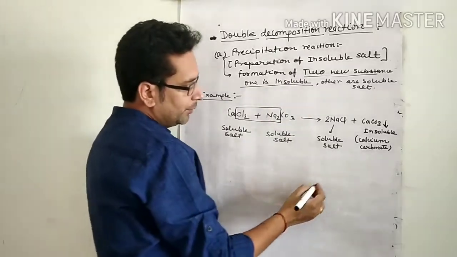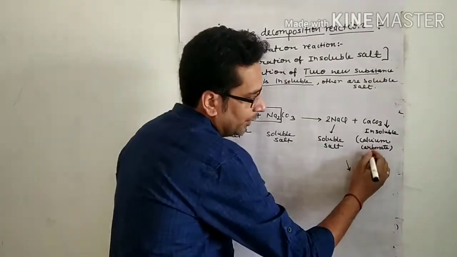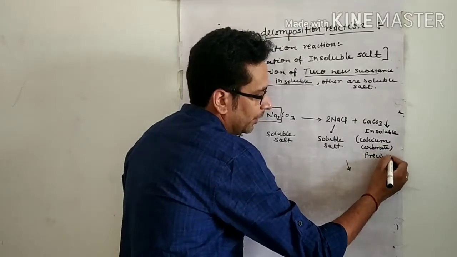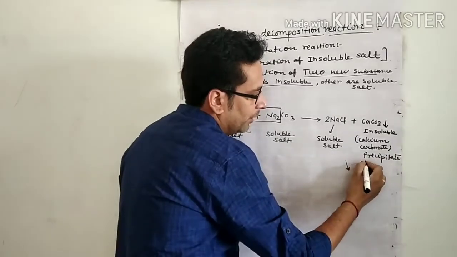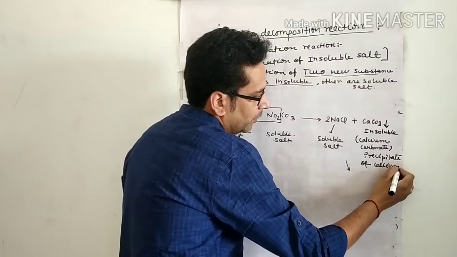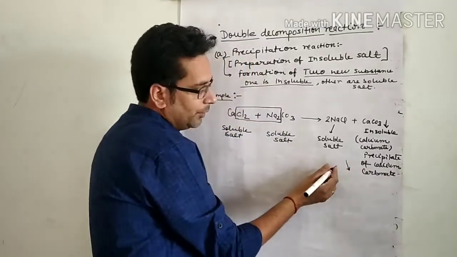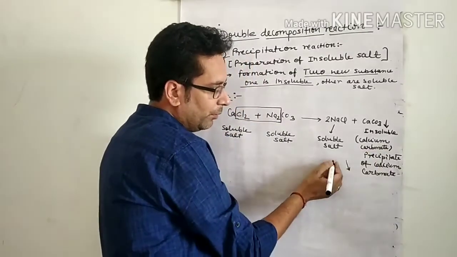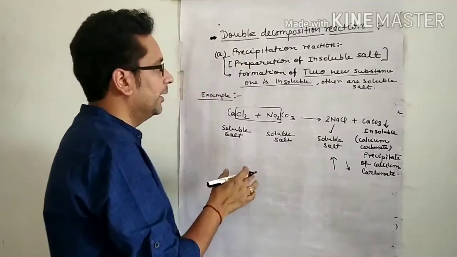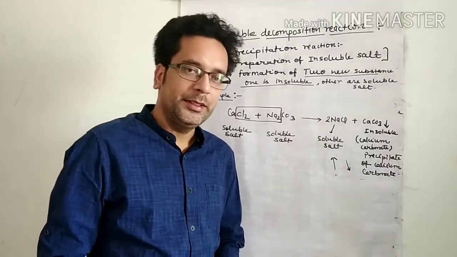Okay, now look here. This arrow represents insoluble or precipitate. Here we can also write precipitate of calcium carbonate. Downward arrow represents precipitate, whereas upward arrow represents gas. Okay, so these are the examples of precipitation reaction. Now one more example of precipitation reaction.